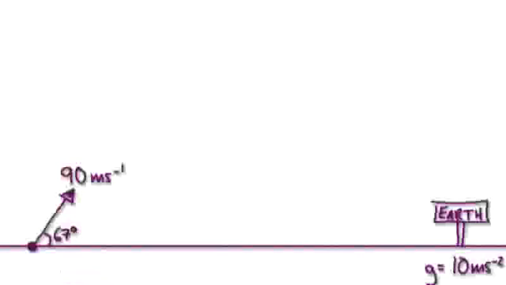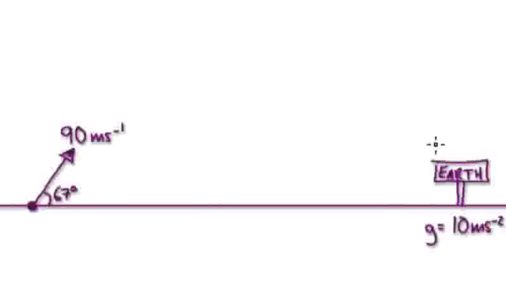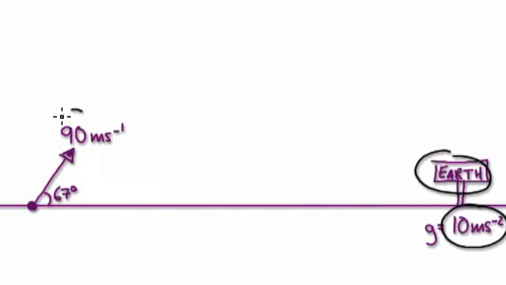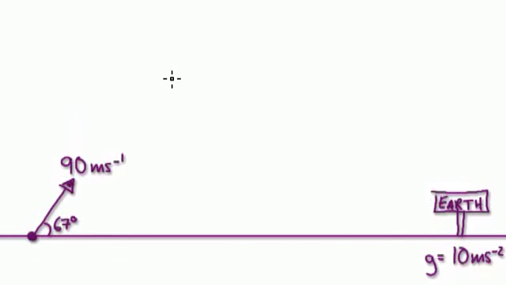So let's give you guys some more practice. We are still on Earth. Gravity on Earth is 9.8, but let's round it off to 10 meters per second squared. We're going to fire the cannonball at 90 meters per second at an angle of 67 degrees. Find out the exact location of the cannonball after 14 seconds.